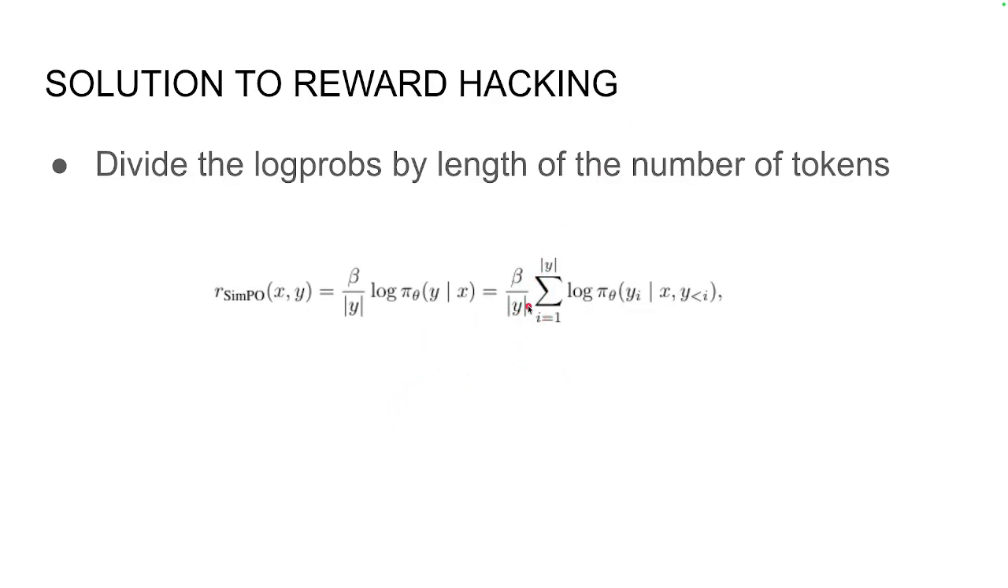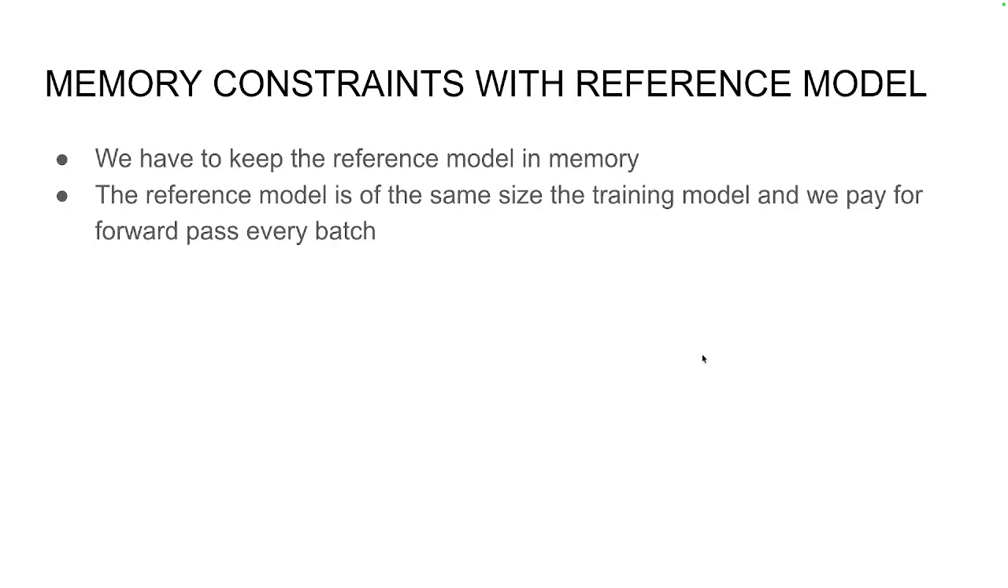You just divide it by the length of the response, so that now it is normalized. Even if you have a long sum of the log probs, if you are dividing, then it gets normalized. So the solution to reward hacking is much simpler. Just divide by the length.